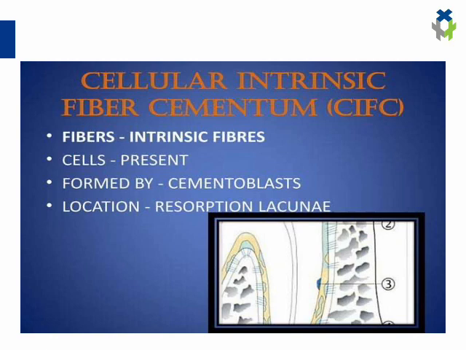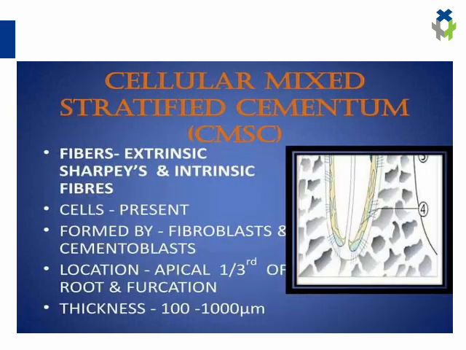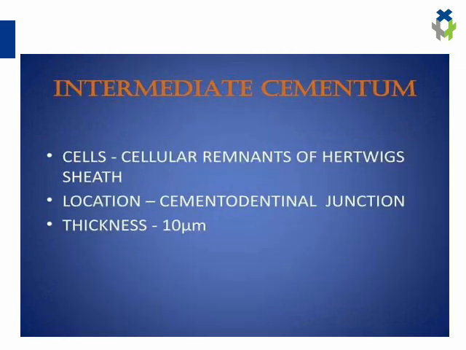Cellular intrinsic fiber cementum: the cells are present as well as intrinsic fibers, formed by cementoblasts, location in resorption lacunae. Cellular mixed stratified cementum: fibers, both intrinsic and extrinsic, are present. Cells are present, formed by fibroblasts and cementoblasts. Location, apical one-third of the root and furcation. Thickness approximately 100 to 1000 micrometers.